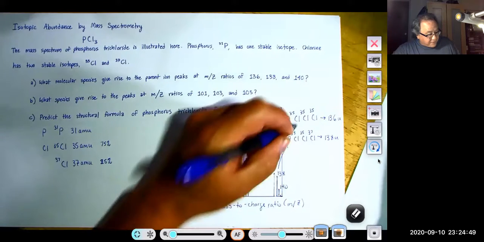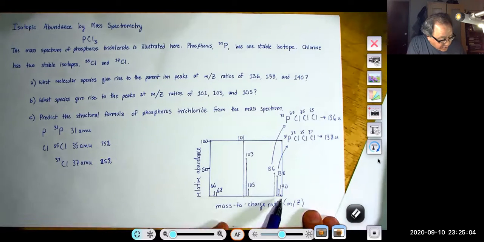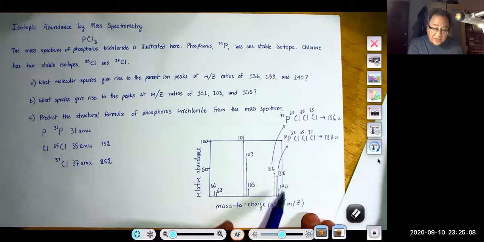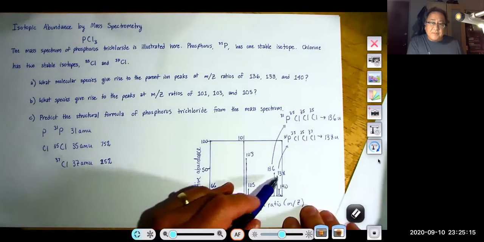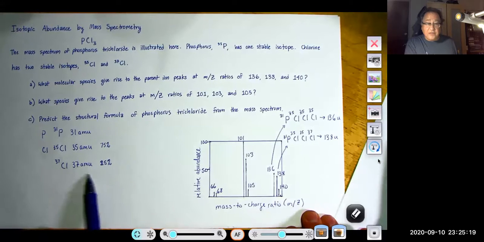So you can probably figure out what this peak is at 140. How many chlorine 37s are going to be there? 2. How about this 140? Well, you have all chlorine 37s. And you might ask yourself the question, why is the 140 so tiny and the 136 so large, where the 140 has 3 chlorine 37s, the 136 has 3 chlorine 35s? Well, the 136 ends up being bigger because there are more chlorine 35s than there are chlorine 37s.